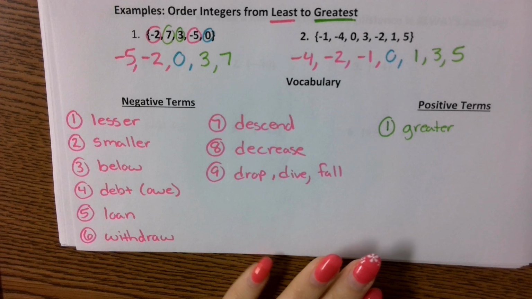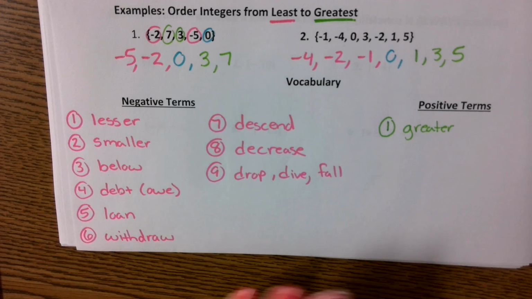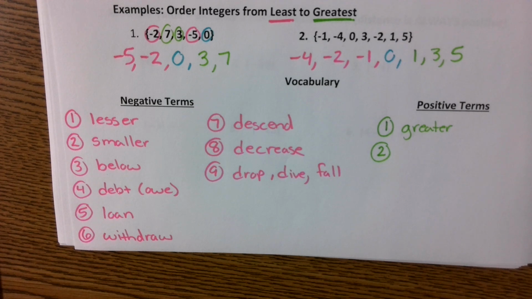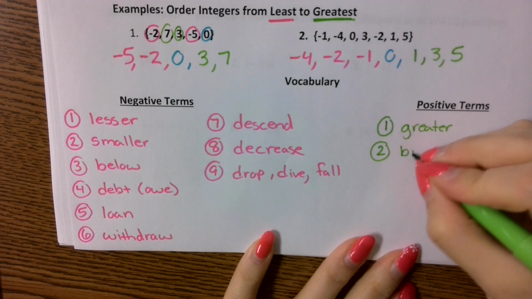Okay, or more. If you could say more, less and more. Those would be the same. What about smaller? What's the opposite for smaller? Bigger.